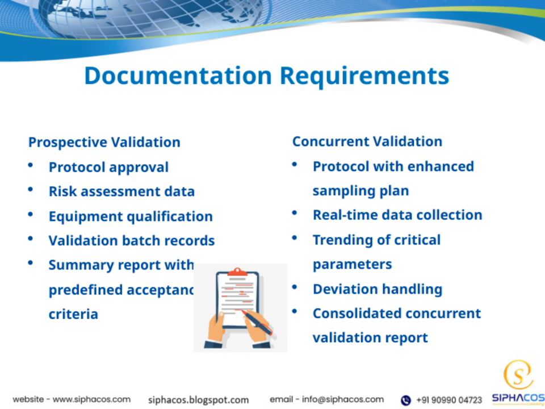All this information is consolidated into a comprehensive concurrent validation report, providing a clear overview of how the process performs under actual operational conditions. Moving on to prospective validation, this process involves obtaining protocol approval upfront, ensuring that all validation activities are planned and authorized before implementation. It also includes risk assessment data, which helps us identify and mitigate potential issues proactively. Equipment qualification is a key part of this, confirming that all equipment operates as intended. Validation batch records document each step and outcome, serving as traceable evidence. Finally, a summary report with predefined acceptance criteria ties everything together, making sure we meet our quality and compliance standards.